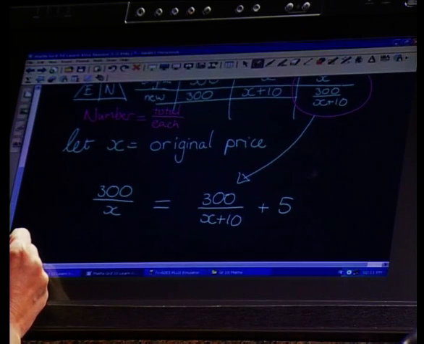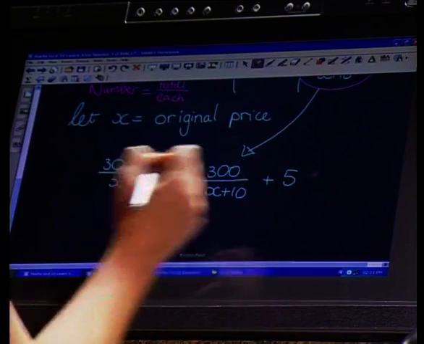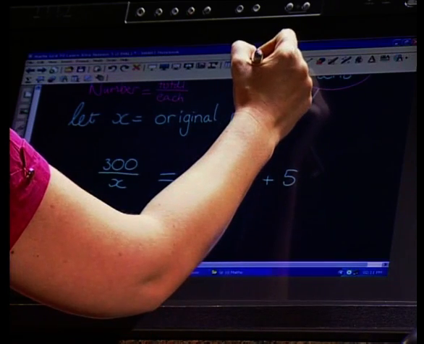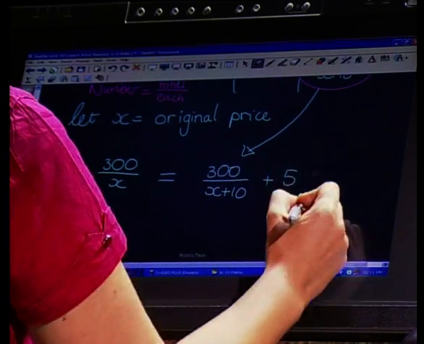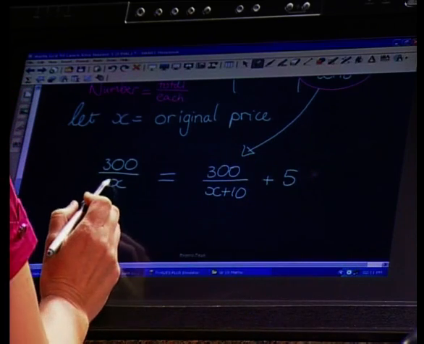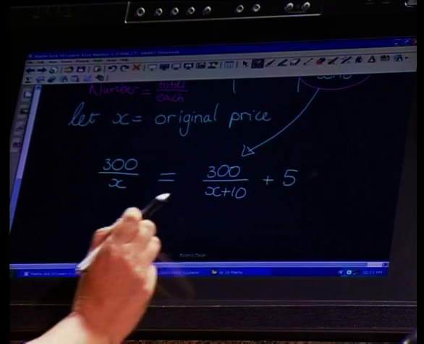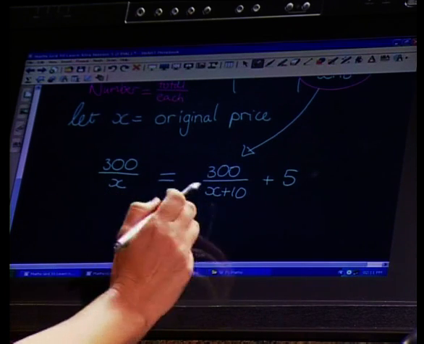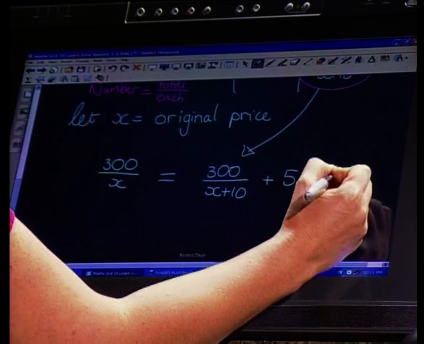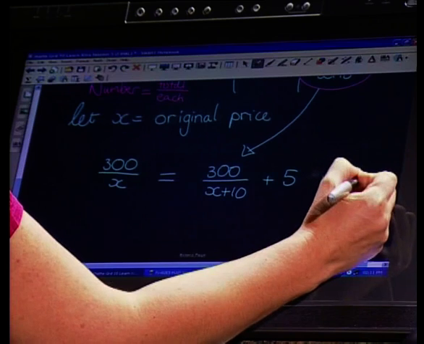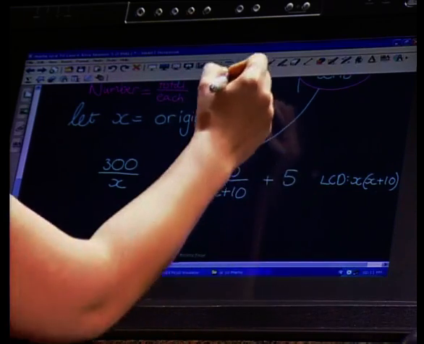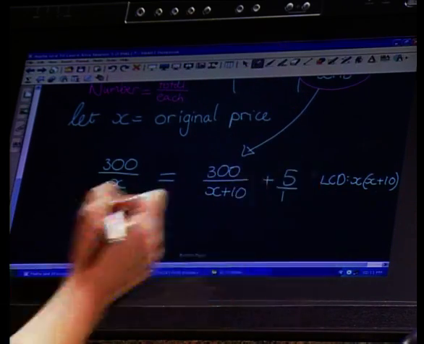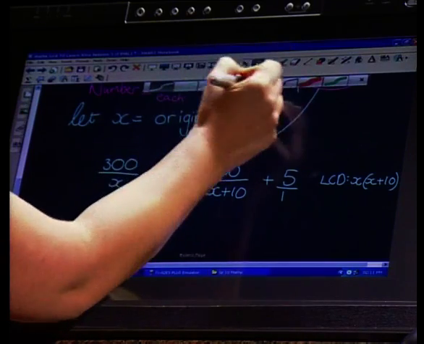Let's solve the equation. Now, the equation has fractions, and that means we're going to have to find a lowest common denominator. And this is actually the type of lowest common denominator that most people get wrong, because what they want to do is rather just add 10 to the x rather than multiplying it by x plus 10. You must make the lowest common denominator x times x plus 10. There is no way around it. Don't think you can outsmart the system. You can't. It cannot be done.